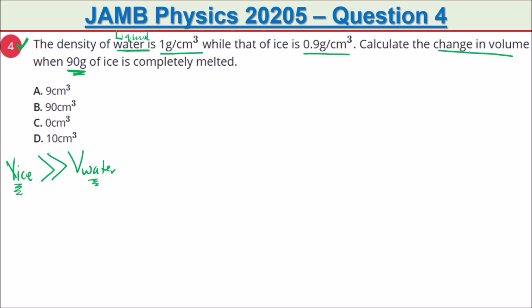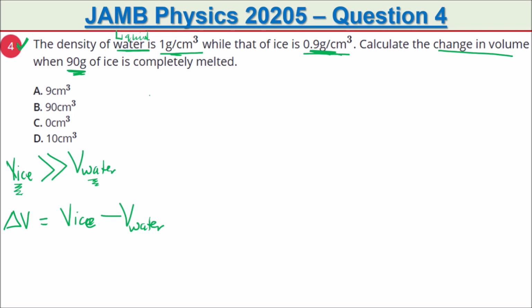Now, how are we going to calculate the change? We are going to say change in volume is equal to volume of ice, since it takes up a bigger volume, minus volume of water, since it takes up a smaller volume. So let's quickly find the volume which was occupied by the ice before melting and the volume which will be occupied by water after melting. Then we get the difference to find the change in volume.